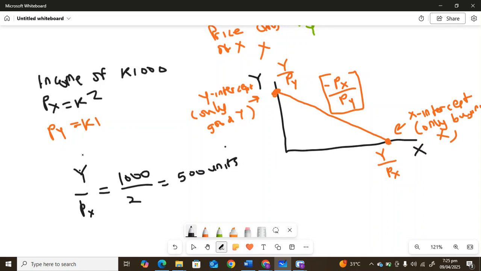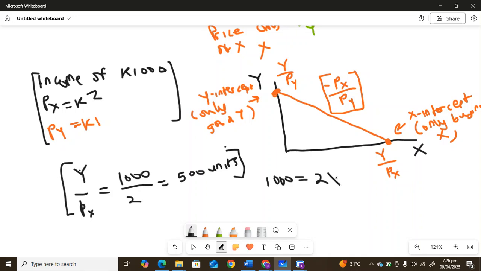Another way you can also find this, or, I forgot to even make the budget constraint equation. Let me make the budget constraint equation with this information. So our income is 1,000. The price of good X is 2 kwacha.